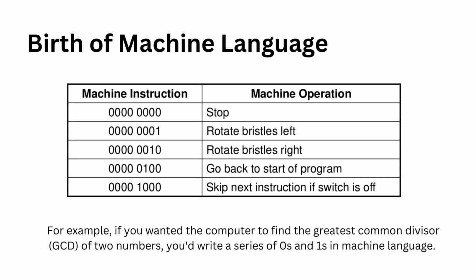This was a sequence of zeros and ones that controlled a computer's processor directly. Imagine it like a secret code that tells the computer to do things like addition, comparison, or moving data around. For example, if you wanted the computer to find the greatest common divisor of two numbers, you'd write a series of zeros and ones in machine language. This is essentially the computer's native language. It wasn't easy to work with, so people came up with something better: the birth of assembly language.